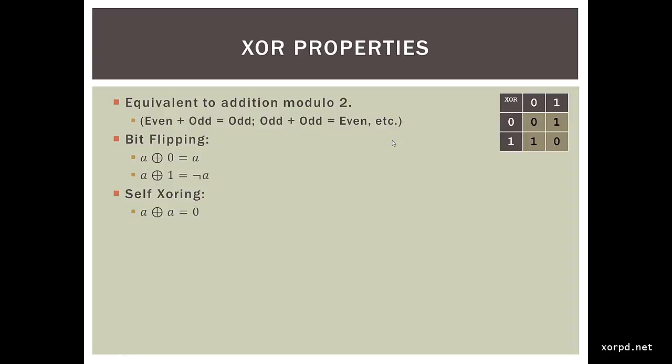Self-XORing. We are going to see this in the future a lot, so this is one to remember. A XOR A always equals 0. We can see it in this table by looking at the main diagonal. Everything on the main diagonal here is 0. That's why A XOR A always equals 0.